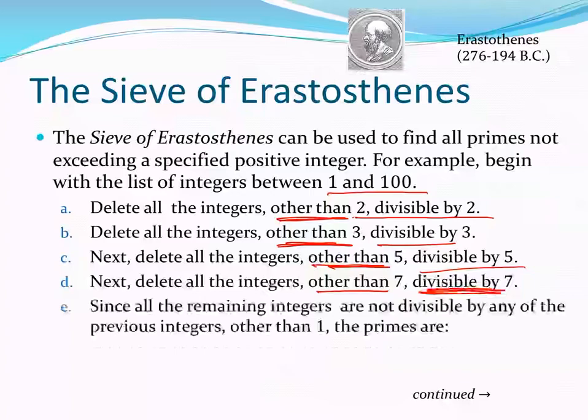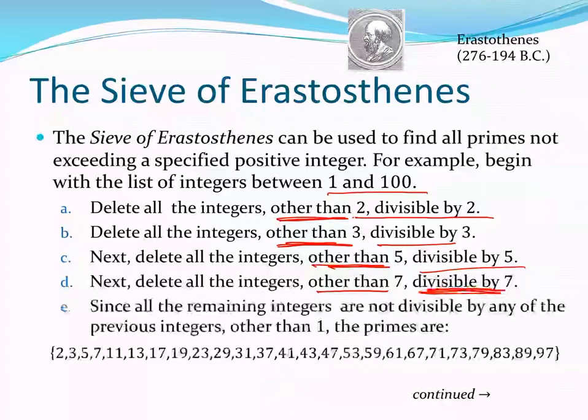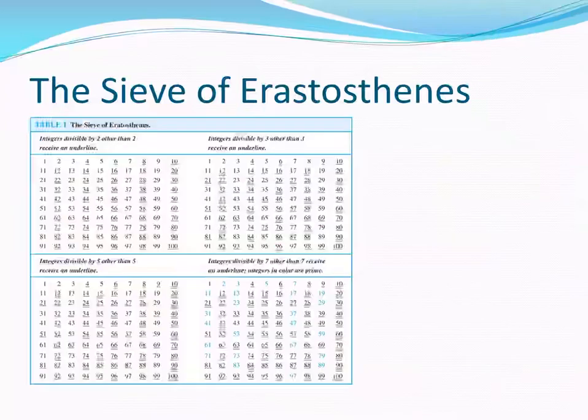And then the remainder will be the prime numbers if we don't count the 1, which is not considered prime nor composite. And here they are. And there are 25 primes less than 100. Your book will have a figure that looks like this that illustrates going through all of those deletions, leaving the prime numbers.